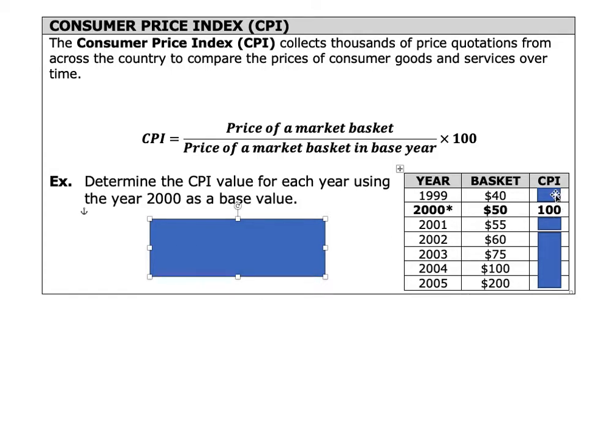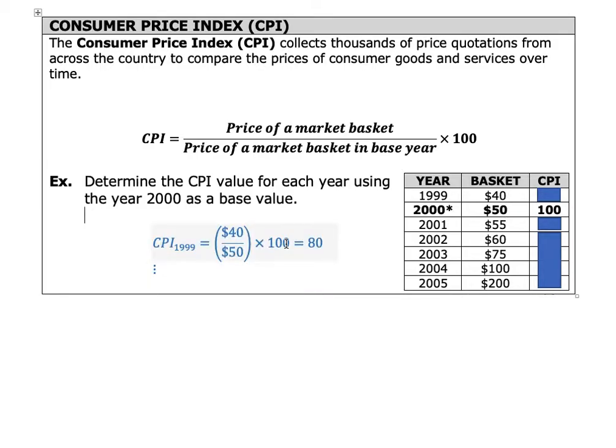So if we want to look at the CPI value or score for the year 1999, we'll take the price of a market basket in that year, $40, divide it by the price of a market basket in this base year, $50, multiply by 100, and we get a value of 80.